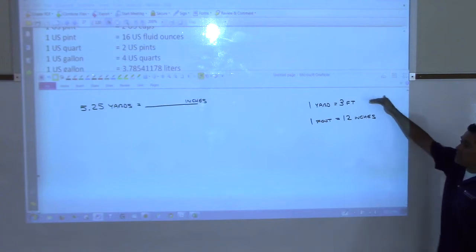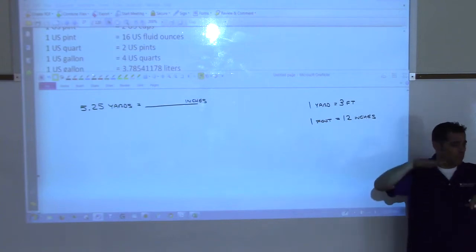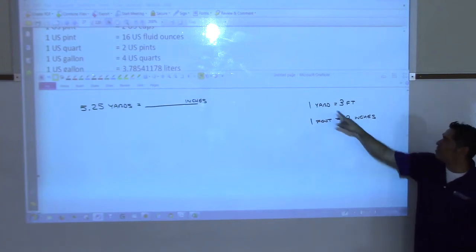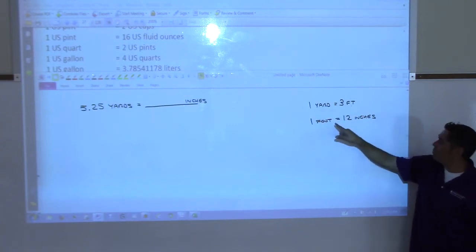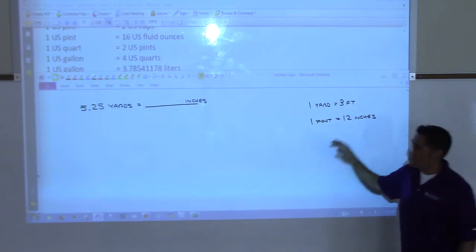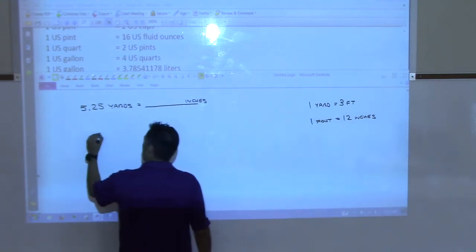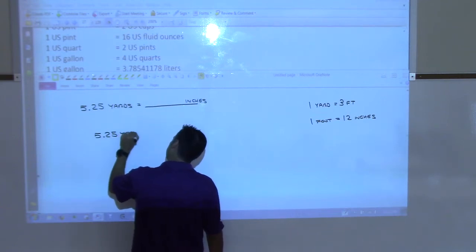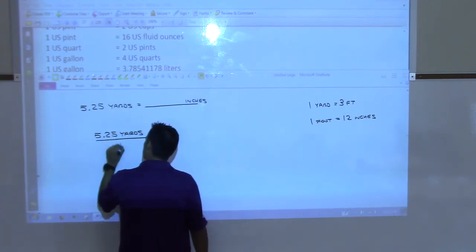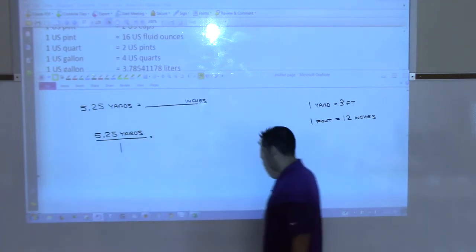So remember, for each of these, we can set up two proportions, right? We can do 1 yard over 3 feet or 3 feet over 1 yard. This is what we started class with. We can do the same thing here. So what I'm going to do with this is I'm going to go 5.25 yards over 1 times, now someone help, well, let's see.